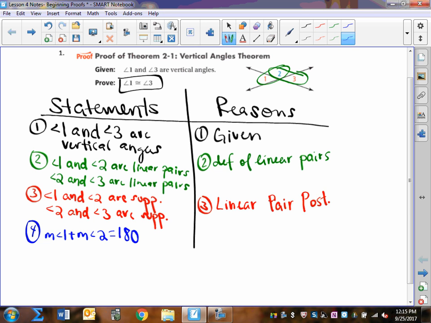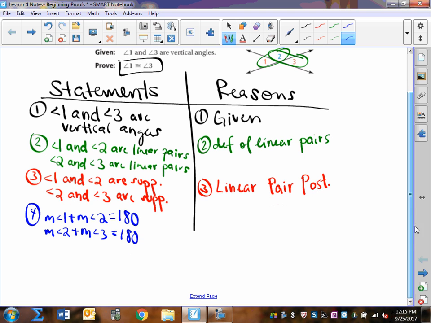And same thing for our other statement. Measure of angle 2 plus the measure of angle 3 also equals 180. So the measures have to be 180. And what was my reason that let me say if they're sup, then that must mean they have to be 180? Definition of supplementary angles.